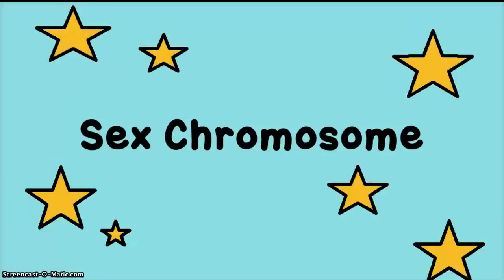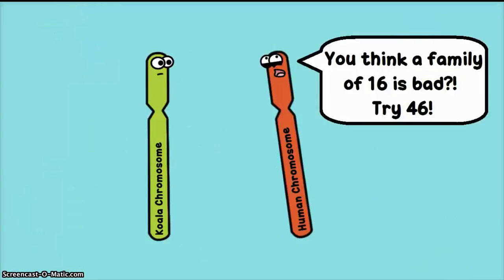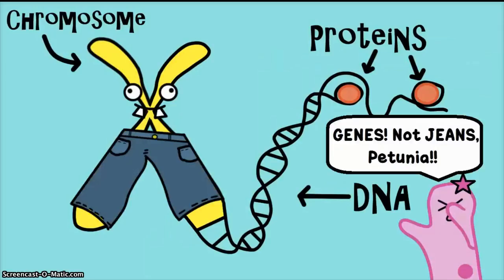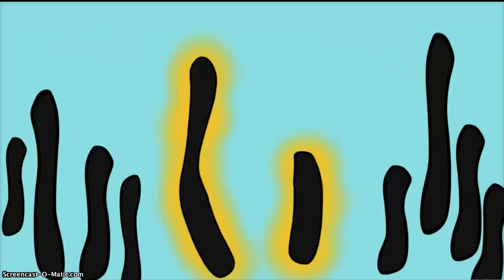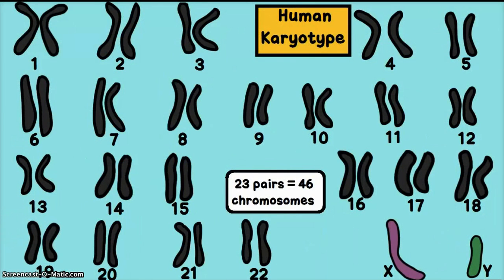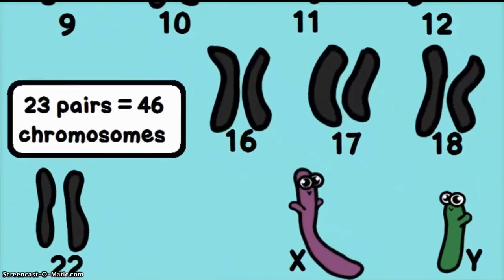So what is a sex chromosome? Well, recall that humans have 46 chromosomes. Chromosomes are made up of DNA and protein, and they contain your genes. Well, 2 of your 46 chromosomes are called the sex chromosomes. In a karyotype, it is usually the last 2 chromosomes that are the sex chromosomes.